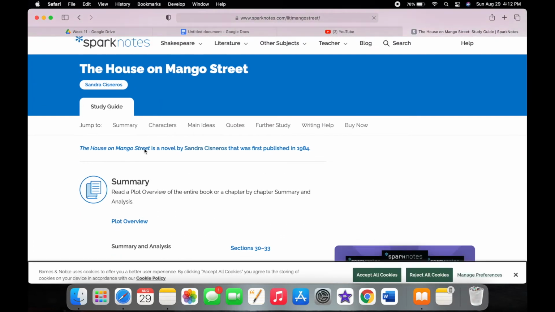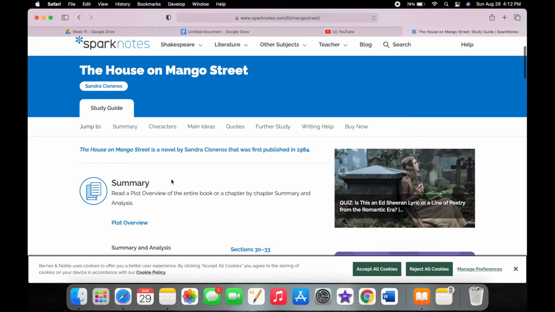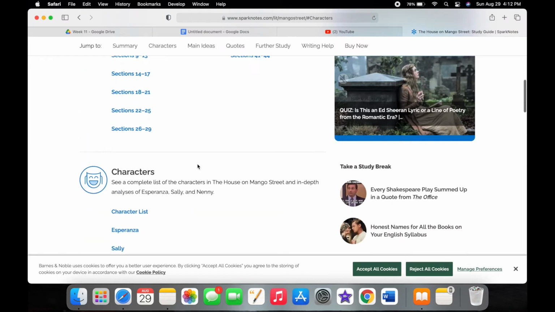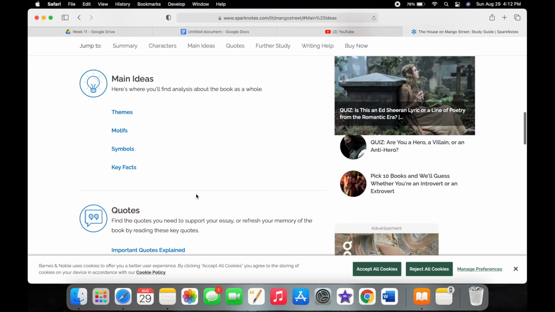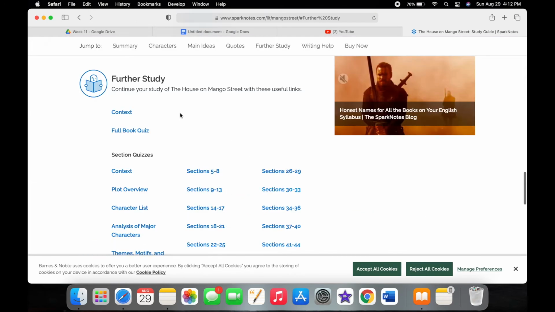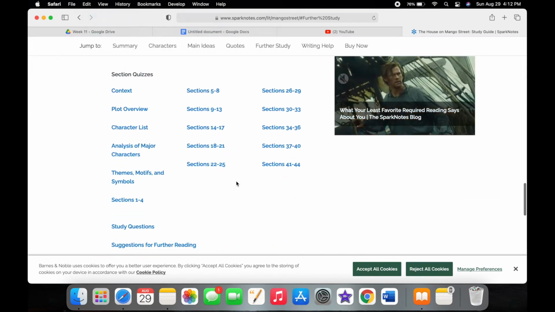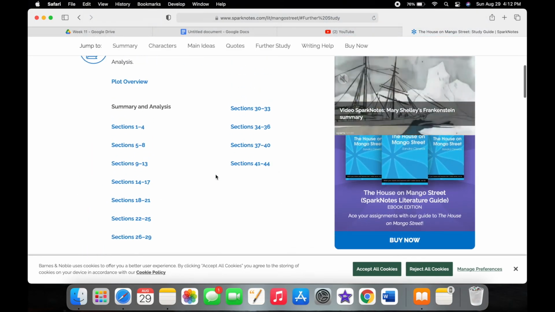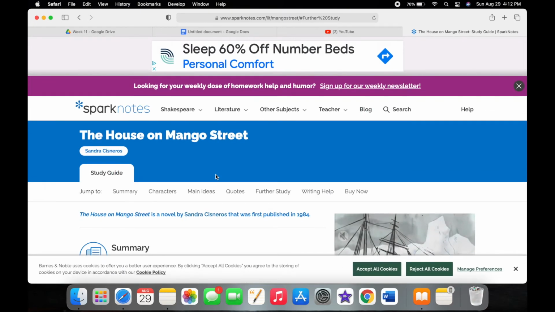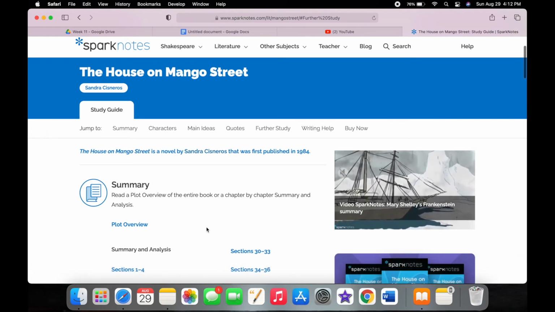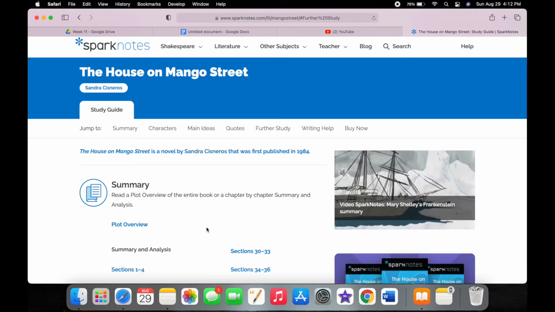We have a plot overview, we have a summary of the entire book, or you can get summaries of each chapter. You can go through each of the characters, what their significance is. You can go through main ideas, themes, motifs, symbols, and key facts, some major quotes that are involved in the book, and further study. Sometimes SparkNotes offers little quizzes. So if you really want to make sure that you're absorbing all the information, that's an optional thing for you guys. I'm not going to quiz you on the book, but your main test, if you will, is going to be how you're researching the background information for this book.